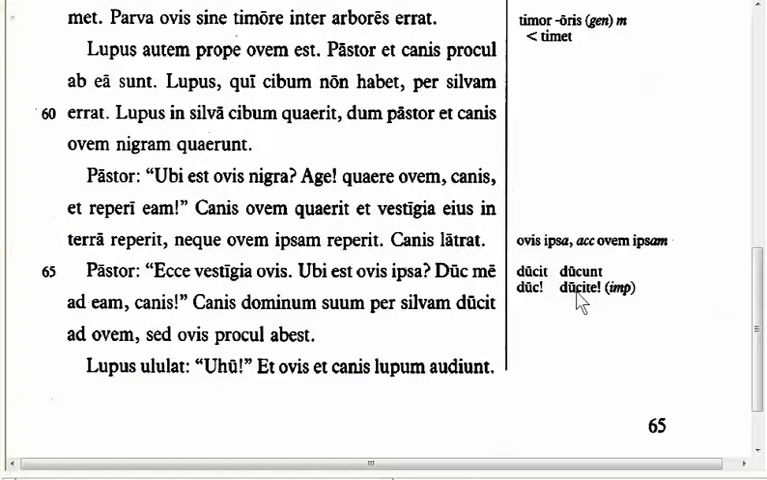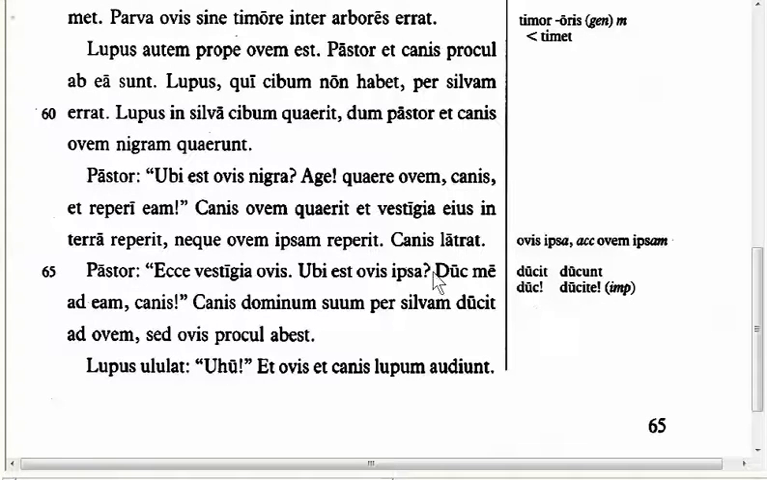There are four very common verbs that do this, and the way to remember those is with the mnemonic dic, duc, fac, fer. Dic is tell me. Duc, here we have lead, lead me to her, the sheep dog. And then fac, do it. And fer, bear or carry. Dic, duc, fac, fer. You should learn those as the short imperatives.